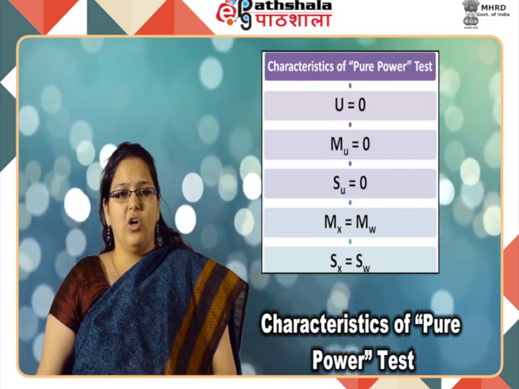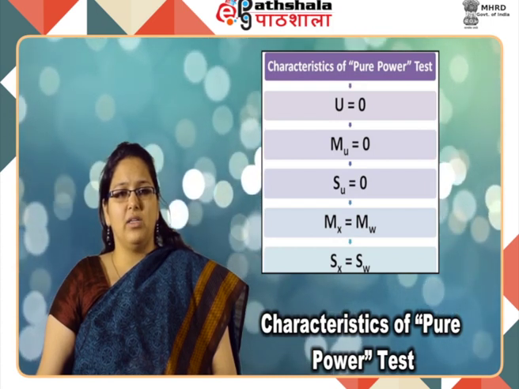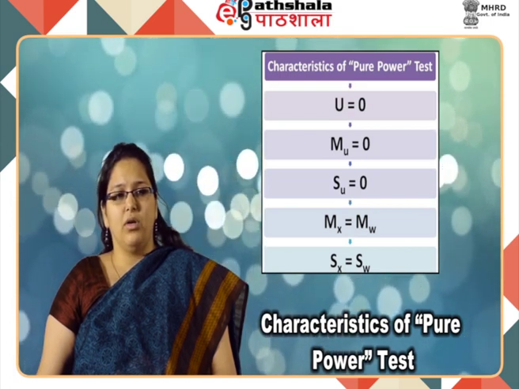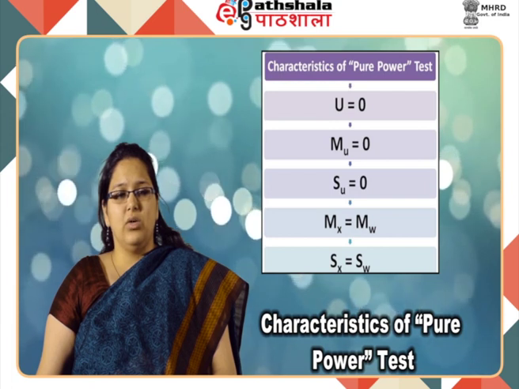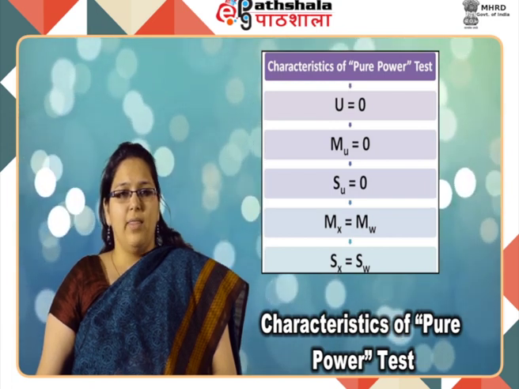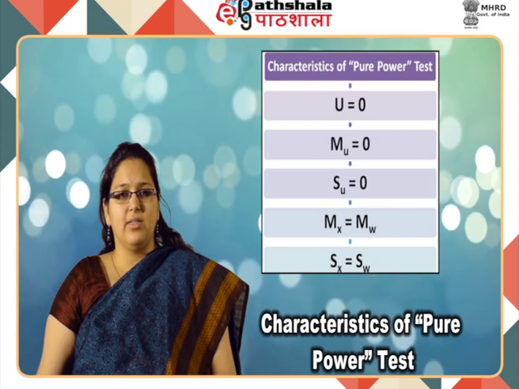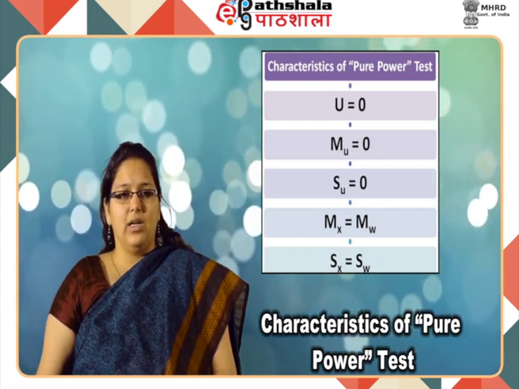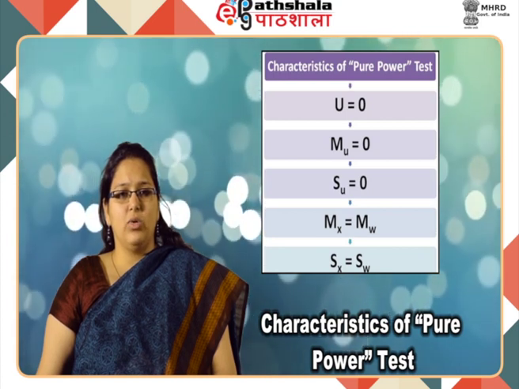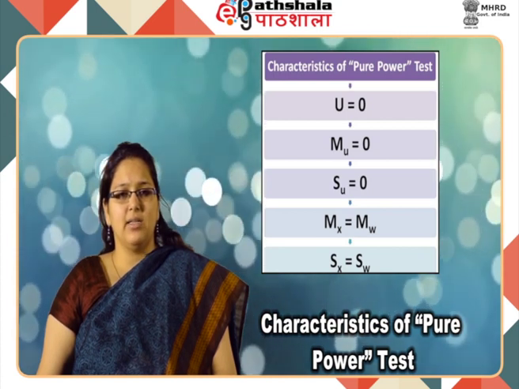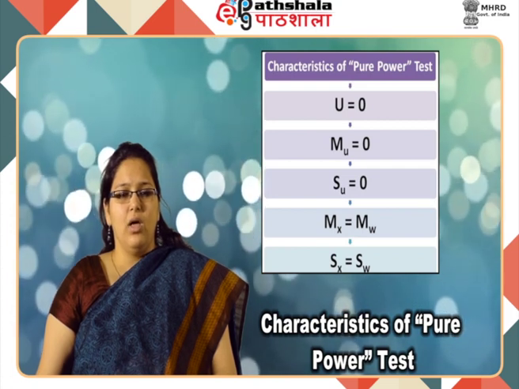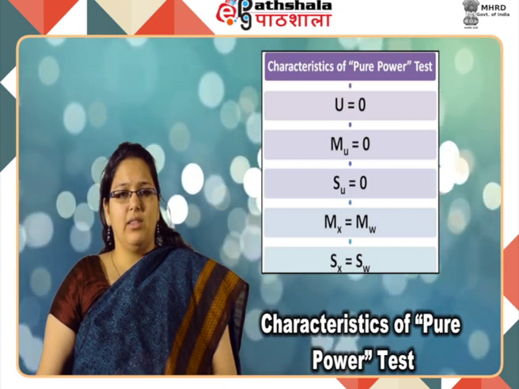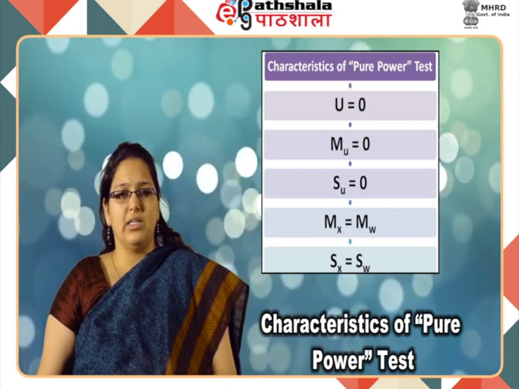Also, in a pure power test, the number of items incorrectly answered defines the total error on the score. Therefore, X is equal to W. Hence, the mean and standard deviation of X equal the mean and standard deviation of W. Mathematically, MX is equal to MW and SX is equal to SW. Any test may approach a pure power test to an extent that these conditions are approximately satisfied.